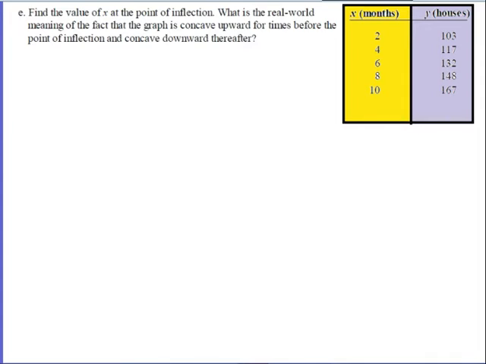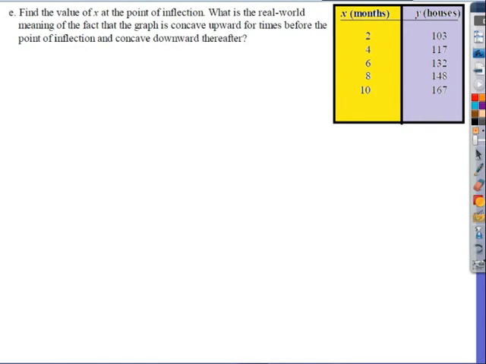Okay? So let's go to letter E. Find the value of x at the point of inflection. What is the real world meaning of the fact that the graph is concave upward for times before the point of inflection and concave downward thereafter? So we are faced with two dilemmas here. First, we have to look for the point of inflection. And second, we have to analyze or interpret the meaning of the concavity of the graph before and after the point of inflection.